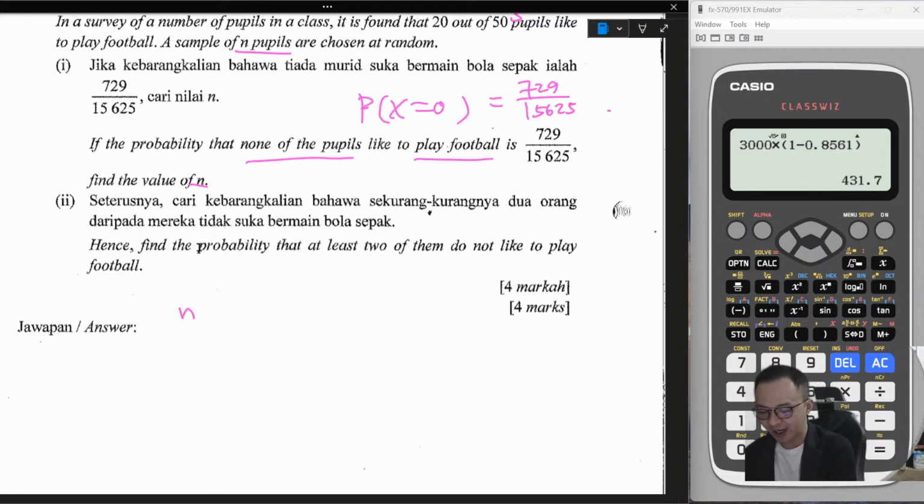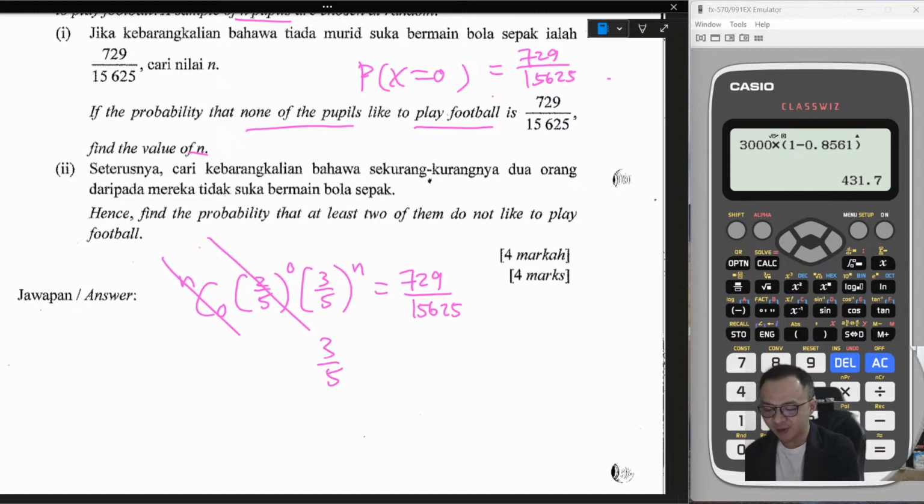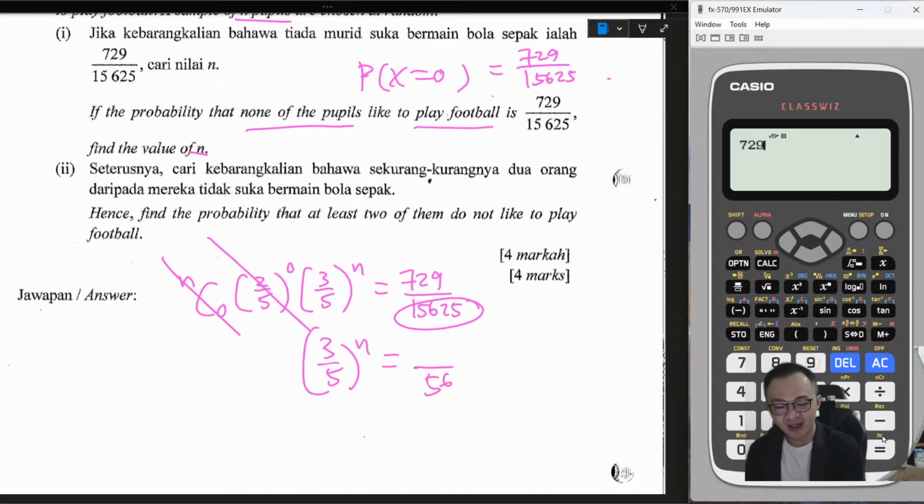So nC0, p is 2 over 5, q is 1 minus 2 over 5, this is p to the power of 0, this is 3 over 5 to the power of n, equals 729 over 15625. Yeah, this is 1, this is 1. You can use a log if you want to, or you can use this calculator, which can help you change to the power you want. This one is basically 5 to the power of 6. 729 also is 3 to the power of 6.